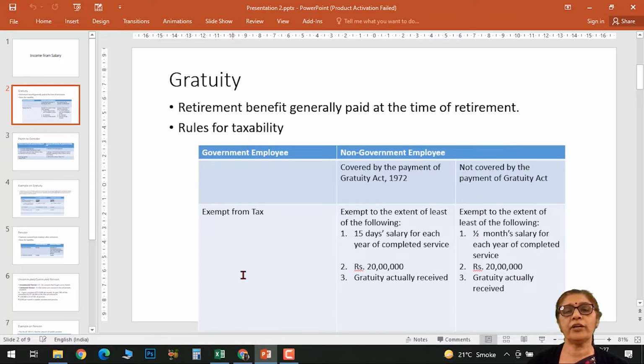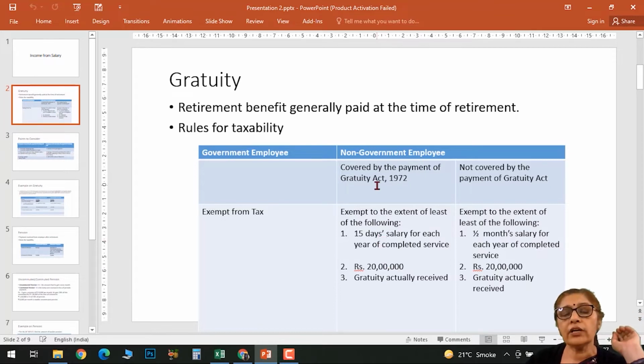But a non-government employee gets an exemption subject to a limit, and the limit is 20 lakhs. And why 20 lakhs? Again, because this is a lump sum amount. Wherever we have a lump sum, it basically means exemption cannot be more than this. So while we had 4 figures of which we chose 1 as exempted, here we have 3 figures out of which we choose 1 as exempted.